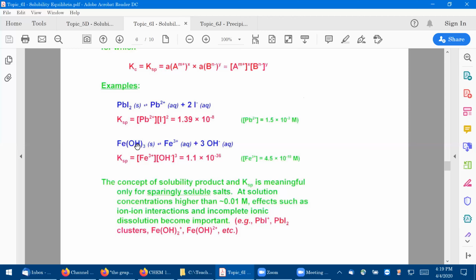Now, here's another example. This is iron trihydroxide. Again, it can equilibrate with the ions in solution, which will always be in a 1:3 ratio, 3 hydroxides for every iron, right? And here's the equilibrium constant, the Ksp. It's the concentration of iron 3+ times the concentration of hydroxide cubed. And the value for that, which you'll find looking it up in a table of Ksps, and there's lots of them, is 1.1 times 10 to the minus 36. A very, very small number, obviously.